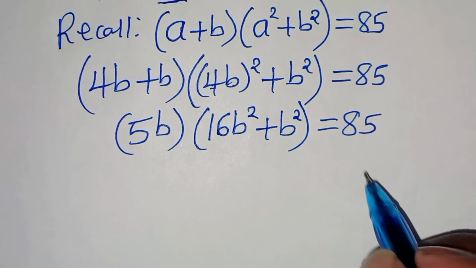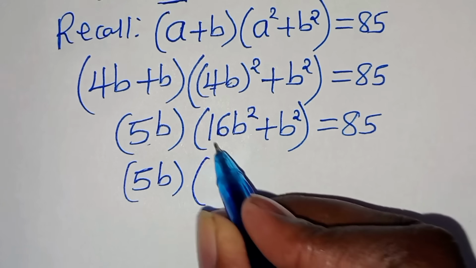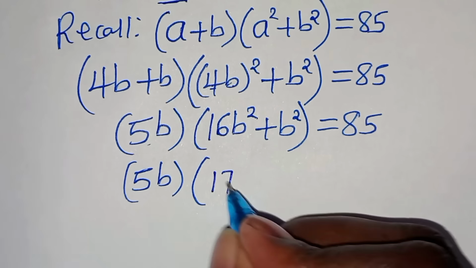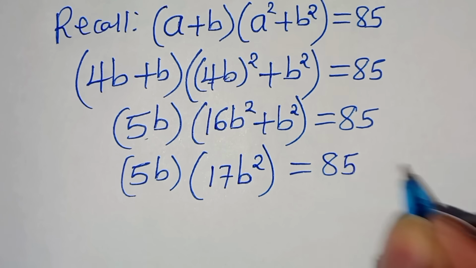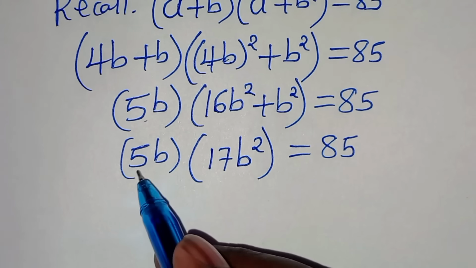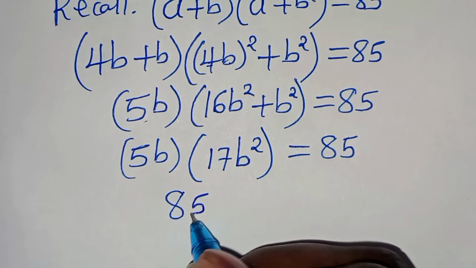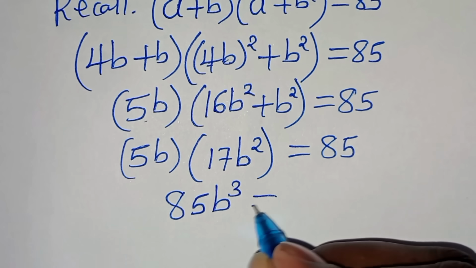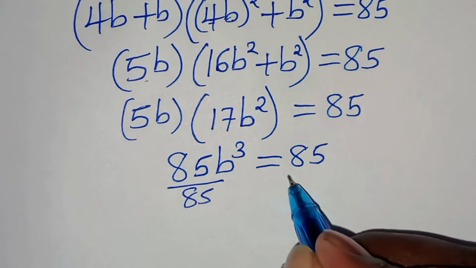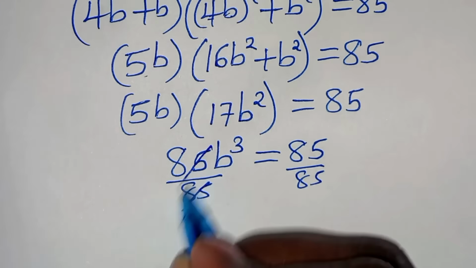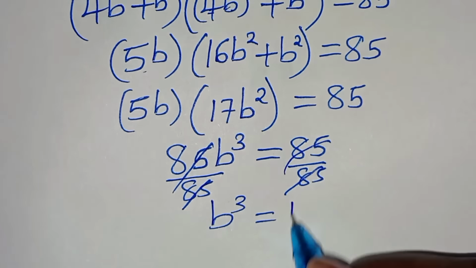So this implies that 5b multiplied by 16b squared plus b squared, this is 17b squared. This is equal to 85. So we have 5b times 17b squared, this is equal to 85b to the power of 3. This is equal to 85. So let's divide both sides by 85. And this implies that we have b to the power of 3 is equal to 1.